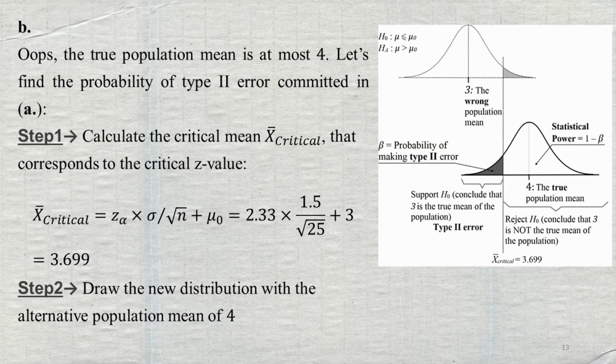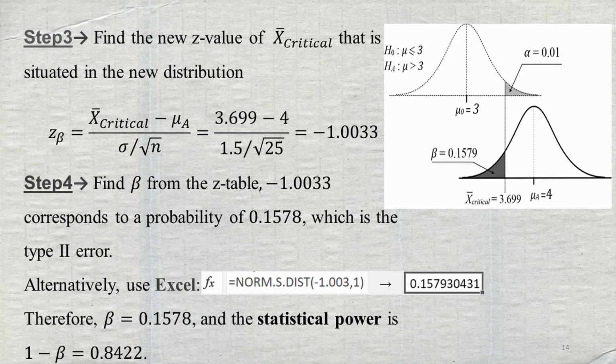Step 1. Calculate the critical mean, x bar critical, that corresponds to the critical z-value to find 3.699. Step 2. Draw the new distribution with the alternative population mean of 4, as shown in the figure. Step 3. Find the new z-value of x bar critical that is situated in the new distribution using the shown formula, and find negative 1.0033.